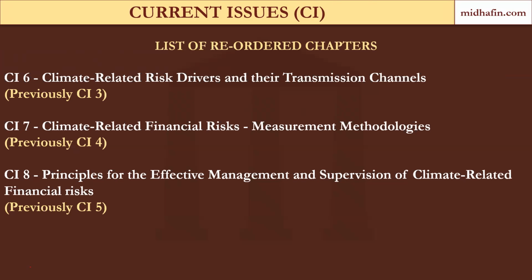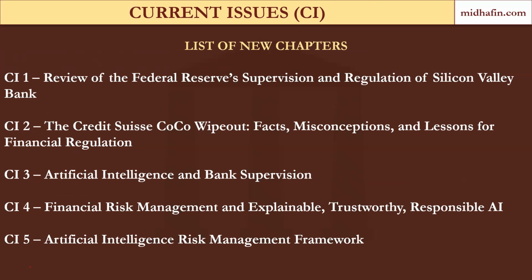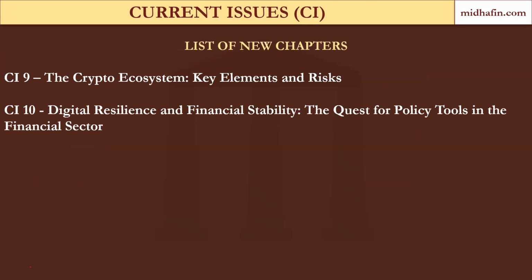Even in AI, some readings have been removed, but many new readings have been introduced, which provide comprehensive coverage of AI in bank supervision, risk management, and frameworks, right? So even though some AI-related chapters have been removed, AI and bank supervision is there. Then you have the artificial intelligence risk management framework, and digital resilience has been added. Digital resilience and financial stability, the quest for policy tools in the financial sector.